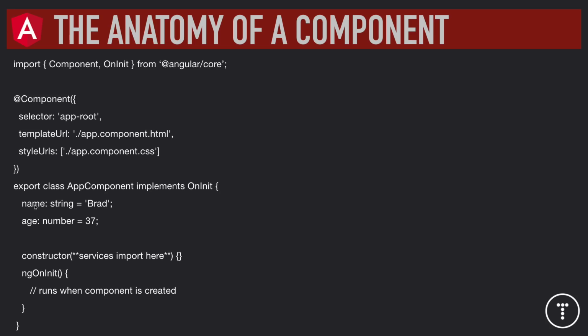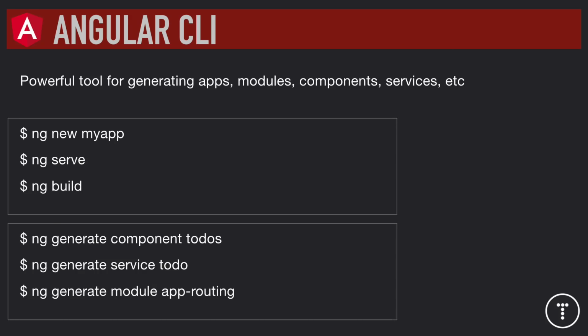As you can see, we have a name and age property, and this right here is TypeScript. So we're saying that this name equals the string Brad, and we're just labeling it as a string. Here we're just saying that this is a number. So this is TypeScript. We can also do this with our parameters and our functions and so on as well. All right, so that's a basic component.